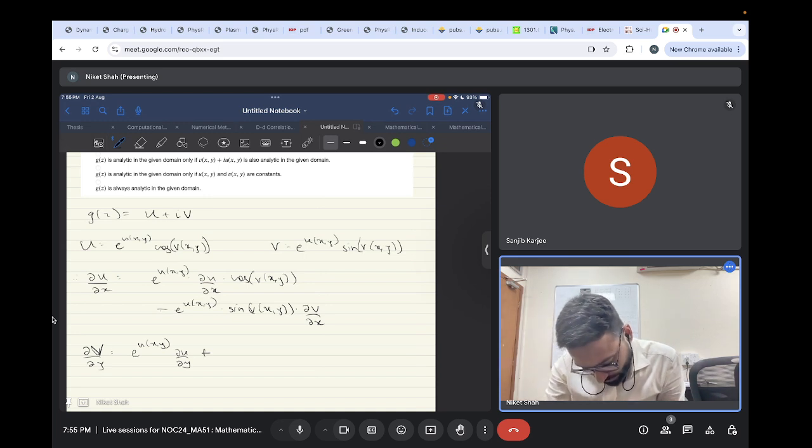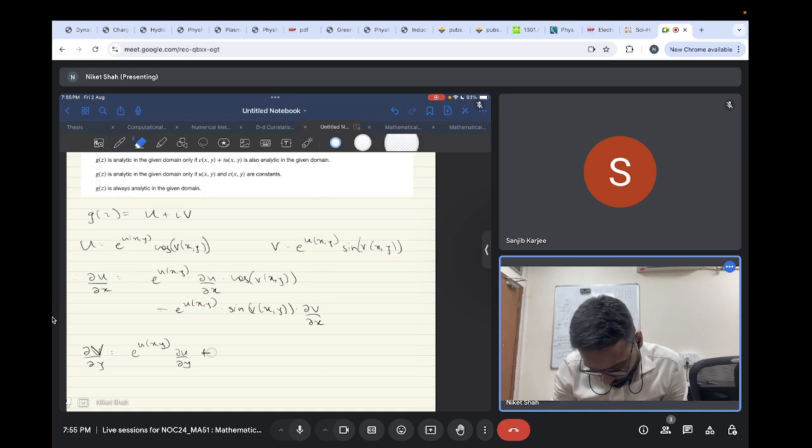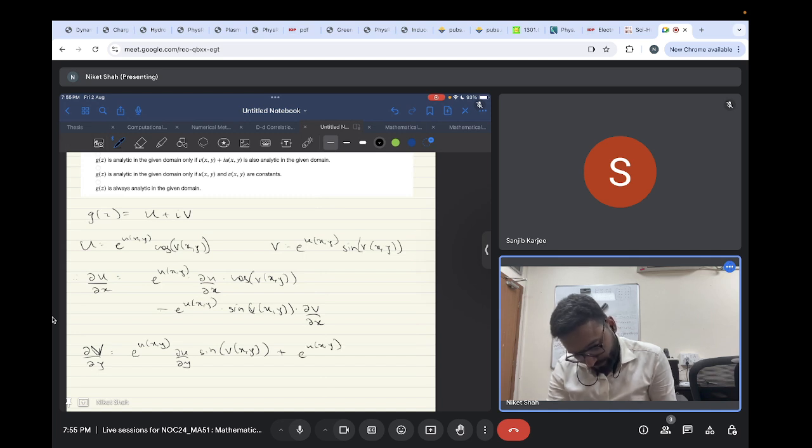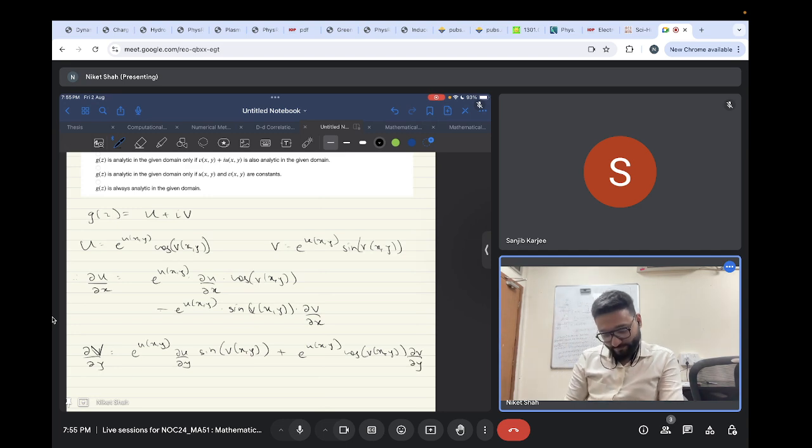And there's a plus sign here. I have to take the derivative with respect to y. So into sine v of x comma y plus e raised to power u of x comma y cos v of x comma y del v by del y. All right, so this is what the derivative looks like.